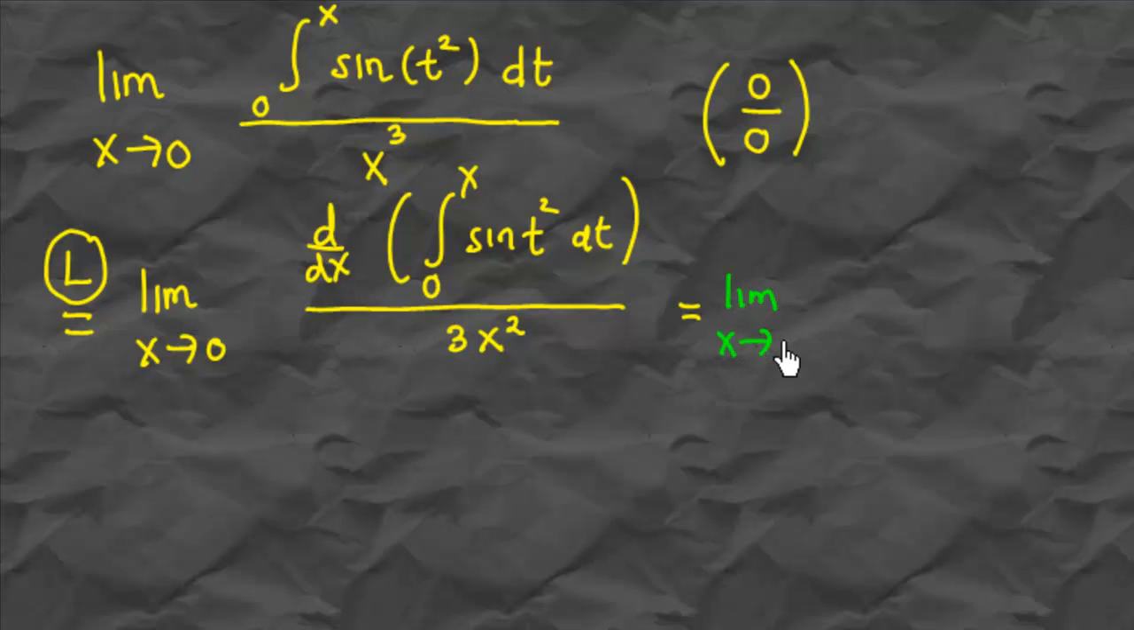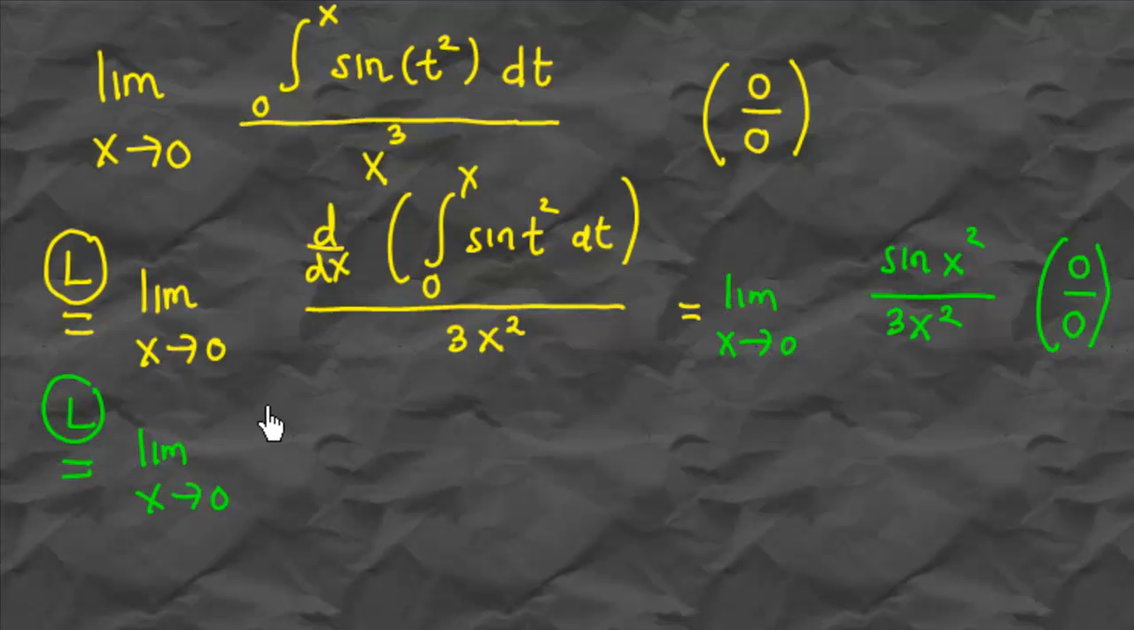The limit as x approaches 0: the derivative of the top is sine x squared, and the derivative of the bottom is 3x squared. Plug in x equals 0, we have 0 on the top. Plug in x equals 0 in the denominator, we also have 0 in the denominator. So it means that it is still of the type 0 over 0. We can apply L'Hopital's rule again.